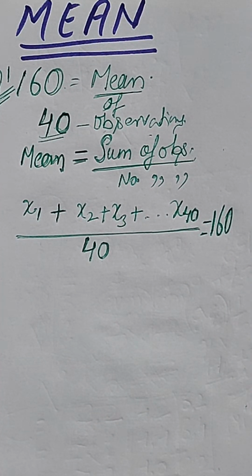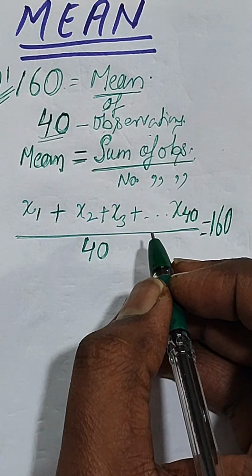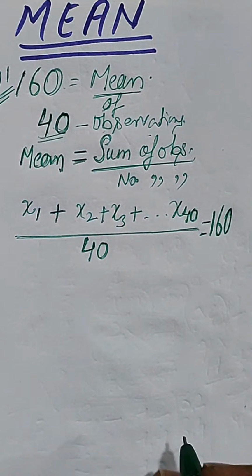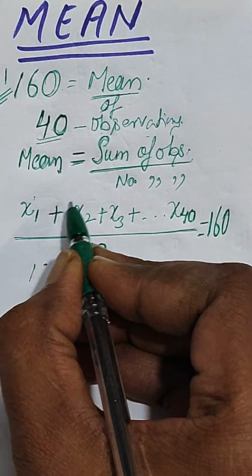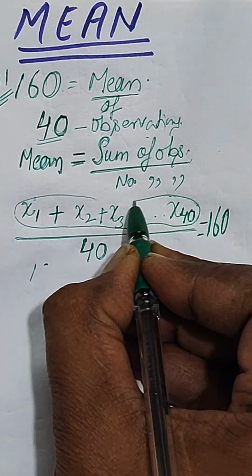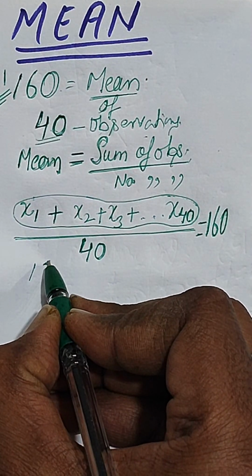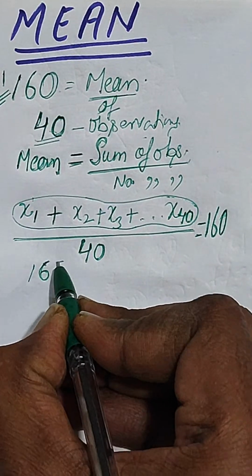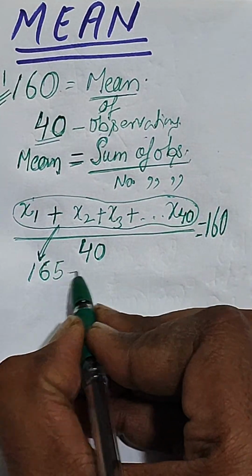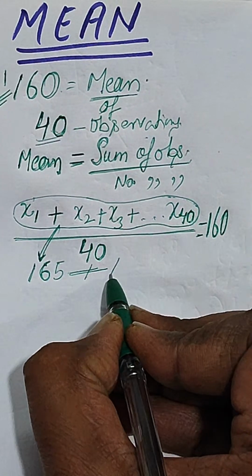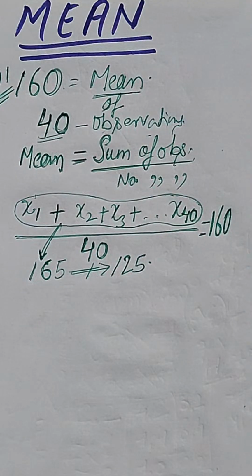Now from this it has been identified on rechecking that 165 was wrongly copied as 125, my dear friends. So out of x1, x2, x3, x4 to x40, any one of these can be 165, and this is wrongly copied as 125.